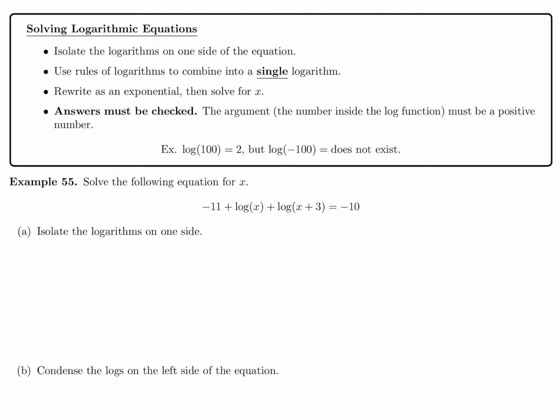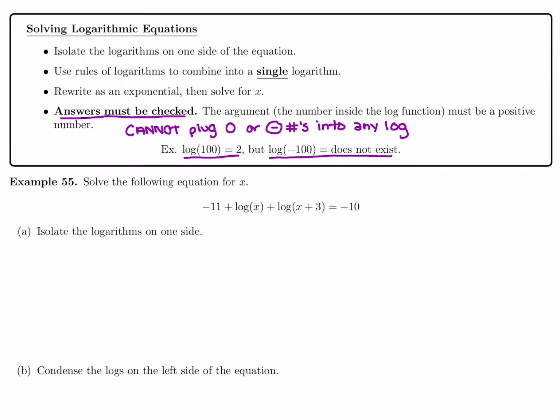We want to remember that you can only plug in log of a positive number. So log of 100 is 2, but log of a negative number, you can try it on your calculator, it gives you an error. So answers must be checked because you cannot plug 0 or negative numbers into any log. It doesn't matter the base. If we get an answer where we plug it back in and we're trying to take log of 0, it's not going to be a real solution.